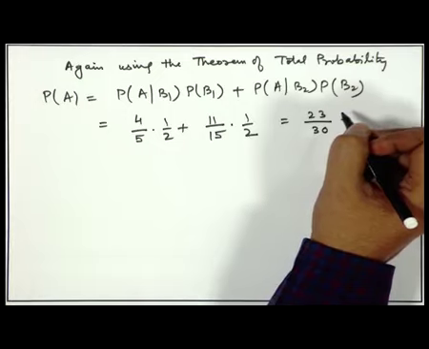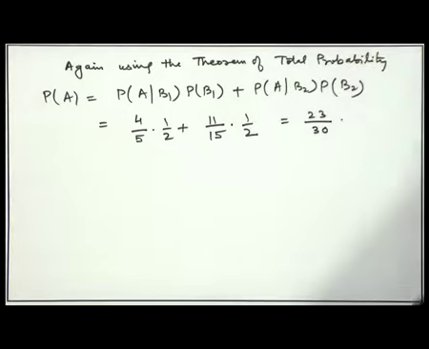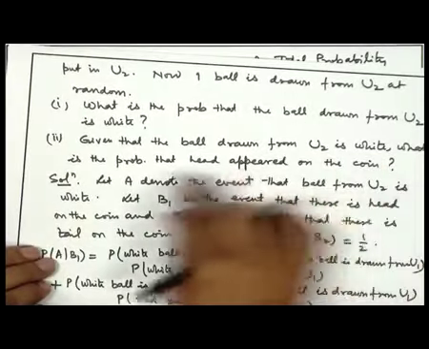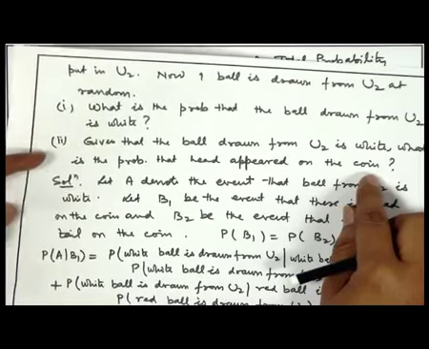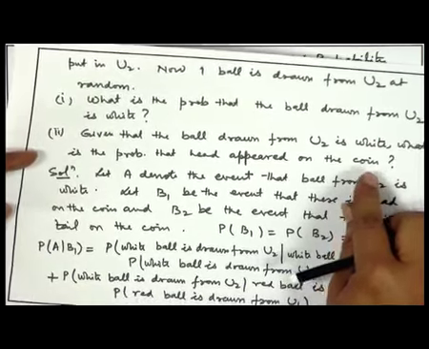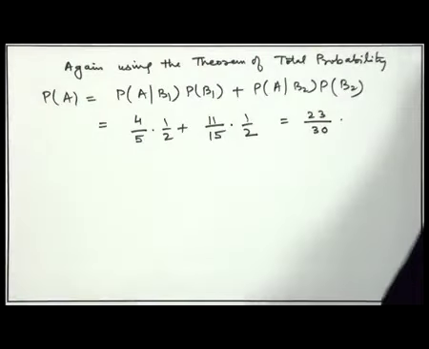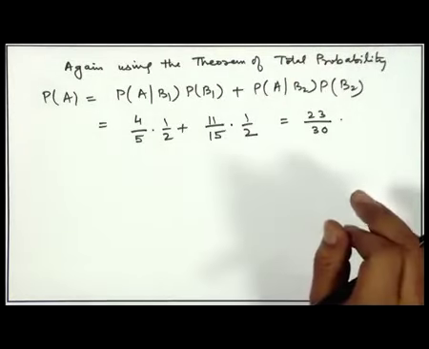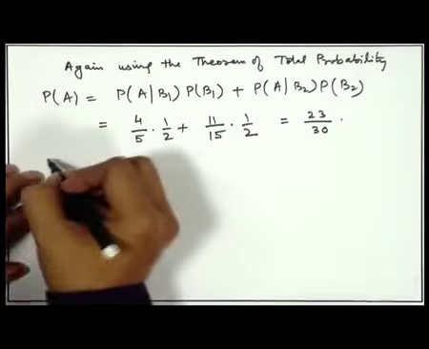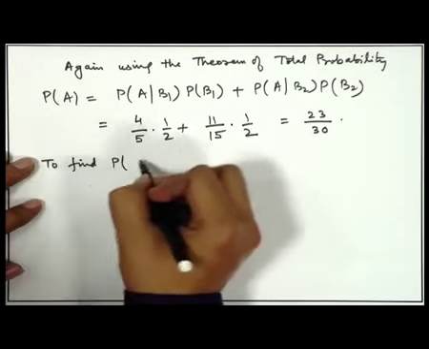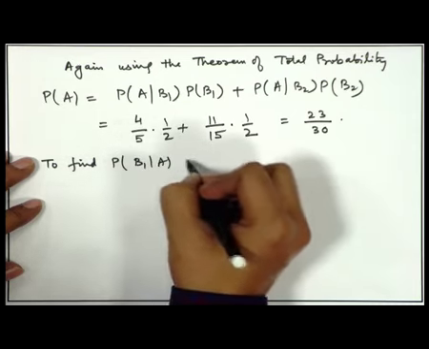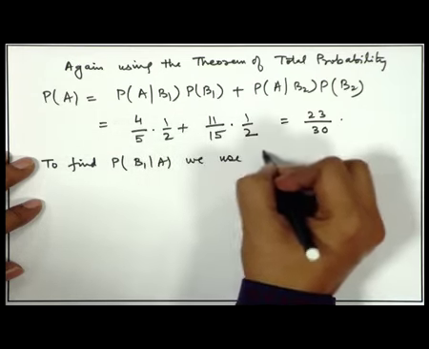Now, we are asked to calculate the probability that if the ball drawn from U2 is white, what is the probability that head appears on the coin? That is the probability of B1 given A. So, we have to use the Bayes theorem here to find probability of B1 given A. We use Bayes theorem.